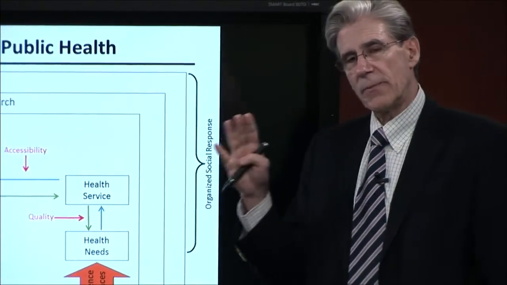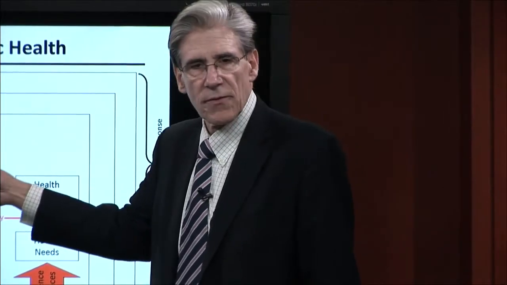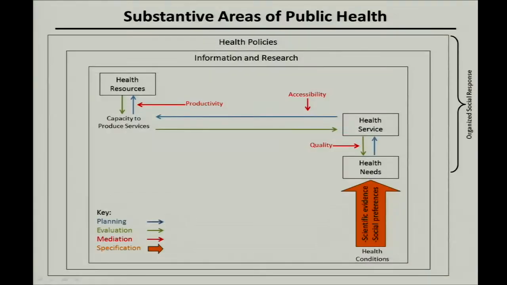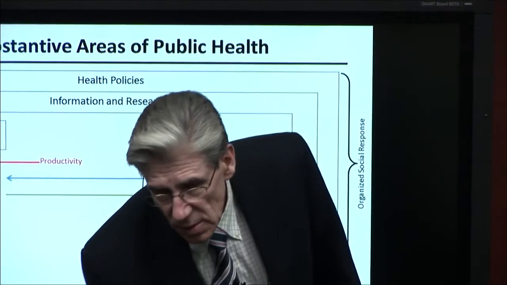And again, in a very parsimonious way, this diagram, which is an adaptation of Donabedian's, what he calls the medical care process, shows three mediating factors, right? So let's start with resources. The first mediating factor is the productivity of resources. Productivity is an attribute of the resources. And productivity determines the capacity, and I want to underscore here the word capacity, to produce services.